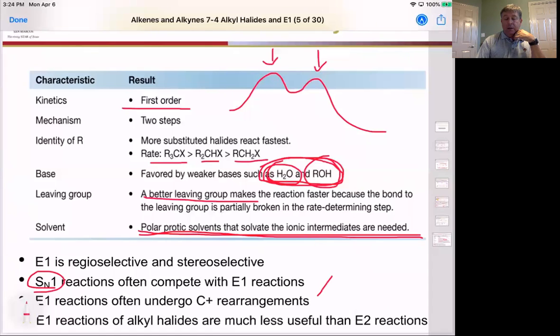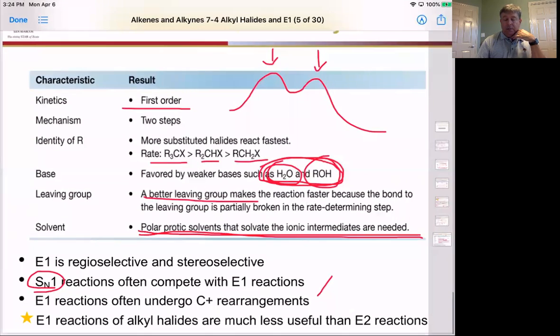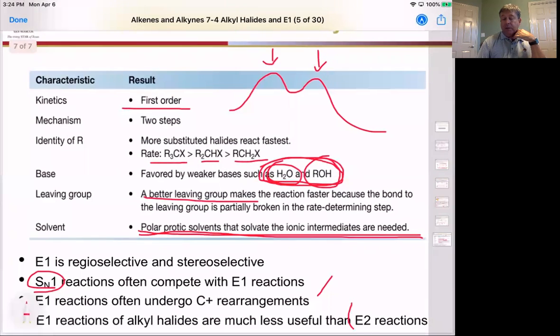It will undergo rearrangements, and therefore E1 reactions are much less useful than E2 reactions because of the possibility of rearrangement, the 1,2 hydride shift, and the 1,2 methyl shift. We could have a bunch of different products available to us, which is why having the base come in and start tugging on that hydrogen first, so you only eliminate in the specific location, makes the E2 reaction a little more useful.